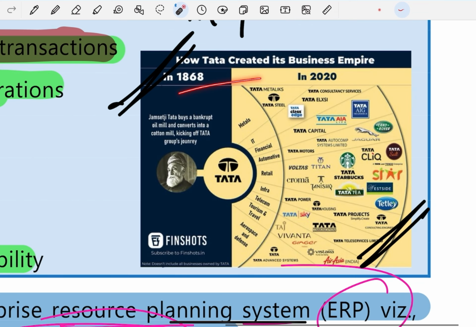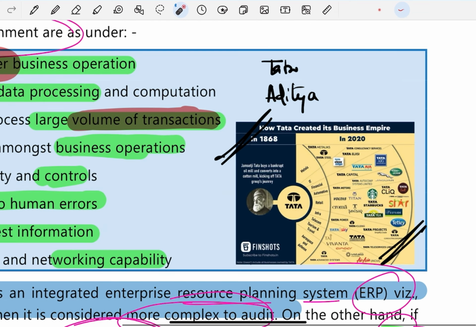So you can take the example of Tata Group. Tata is a conglomerate. It has businesses in different industries. So its environment is very complex. So it means that it will be more automated. The more automated it is, the more complex it is.